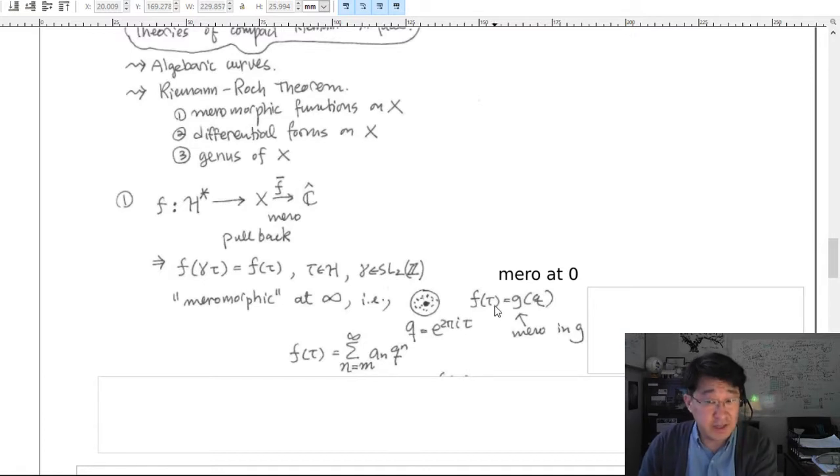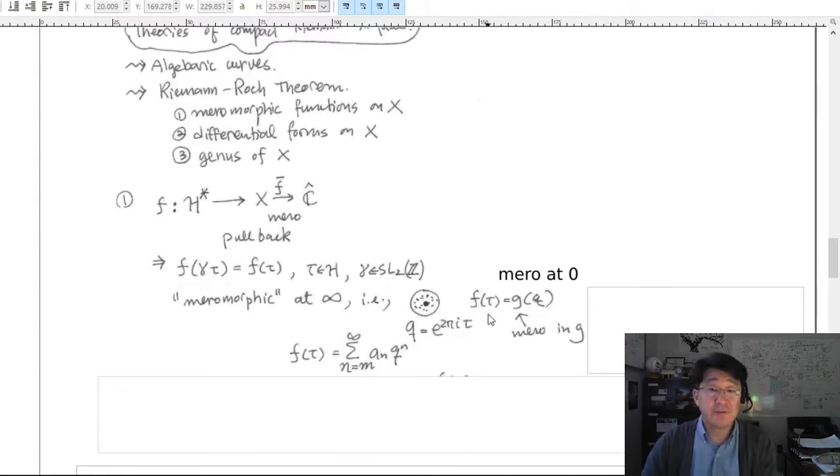So we have this f of tau defined only on the upper half plane, and we compose it and look at it as a function of q. Q is e to the 2 pi i tau. Now if you look at this function in q, it's defined around this neighborhood, and this g at 0 corresponds to infinity for f, so it is a good definition. The definition of f on H star being meromorphic at infinity is that this function g as a function of q is meromorphic at 0. So that's the definition.